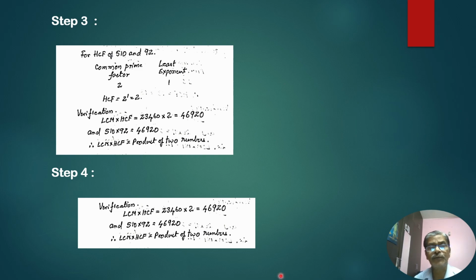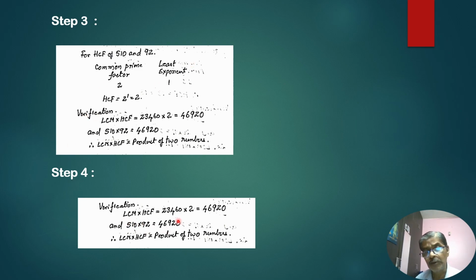Next step is to find the HCF of 510 and 92. As I told you, we have to make a list of all the common prime factors and a list of least exponents. So the common factor between both the numbers is 2 and the least exponent is 1. 2 has a power of 1. Therefore, HCF is 2. So the next step is the verification part.